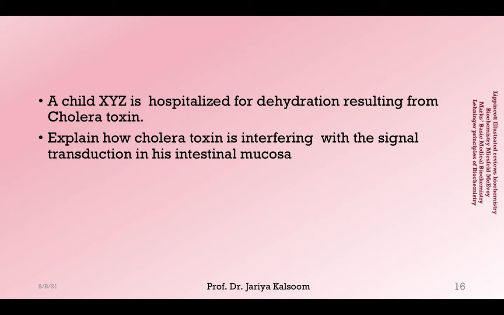Cholera toxin is produced by Vibrio cholerae when they infect the intestinal epithelial cells. The toxin modifies G-alpha stimulatory subunit so that it cannot hydrolyze GTP and adenylyl cyclase remains indefinitely active.